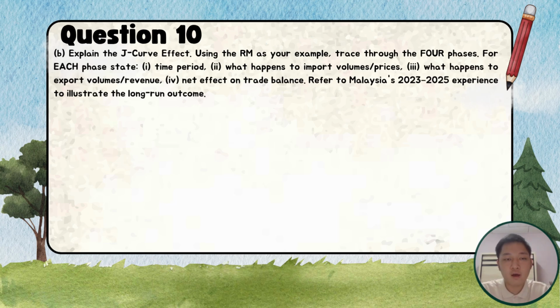In phase 4, after 18 months, import volume falls more clearly and export revenue increases. If the Marshall-Lerner condition is satisfied, the trade balance improves in the long run. Using Malaysia as an example, the ringgit Malaysia depreciation from 2023 to 2025 may have increased import costs at first, but over time it could improve export competitiveness and support the trade balance.